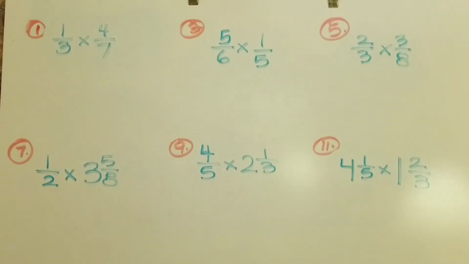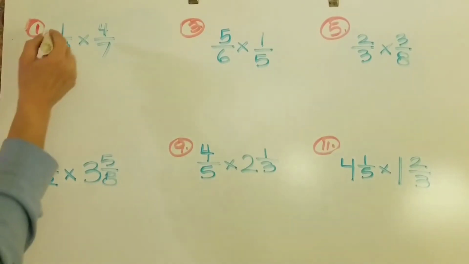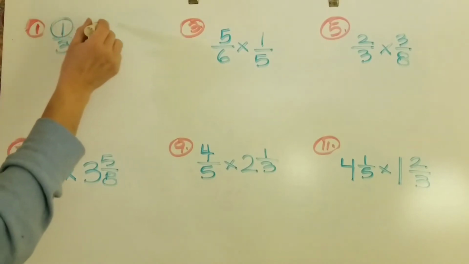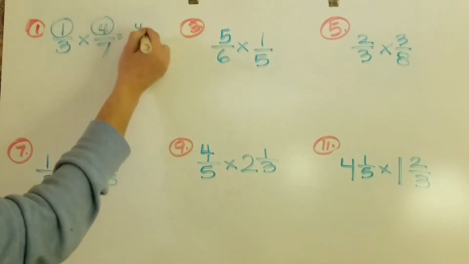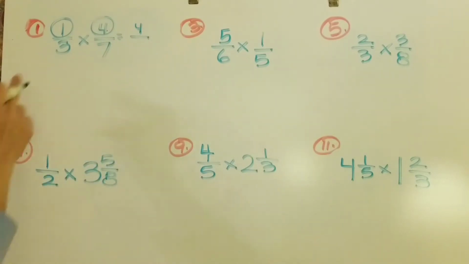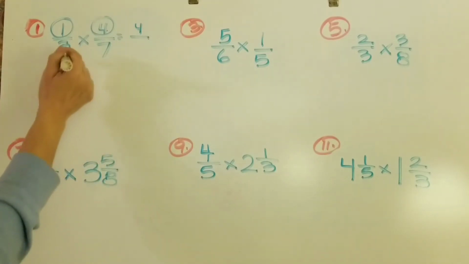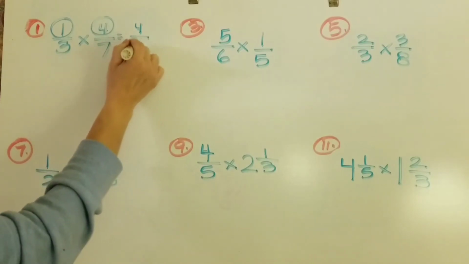Let's look at number 1: 1/3 times 4/7. You are going to multiply your first numerator times your second numerator. 1 times 4 is 4 in your numerator spot. Then you multiply your two denominators together. 3 times 7 is 21.